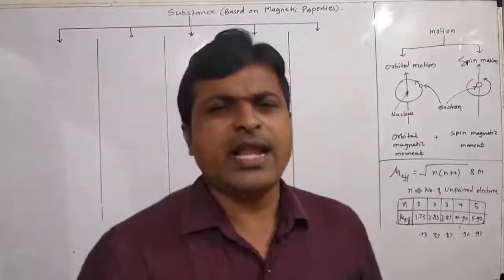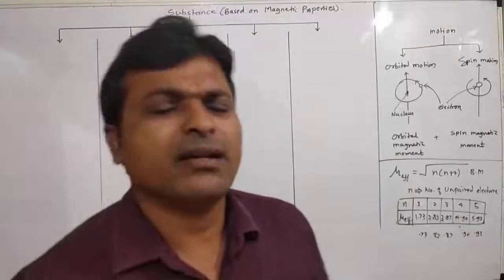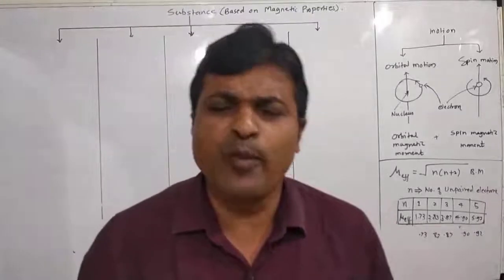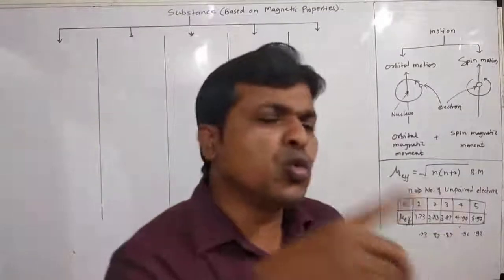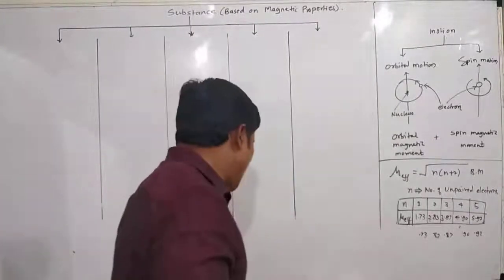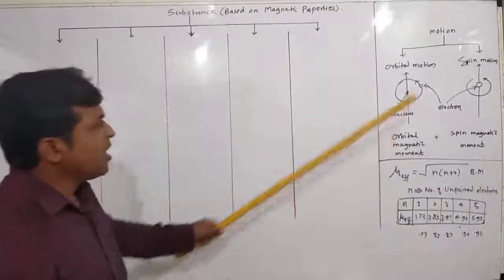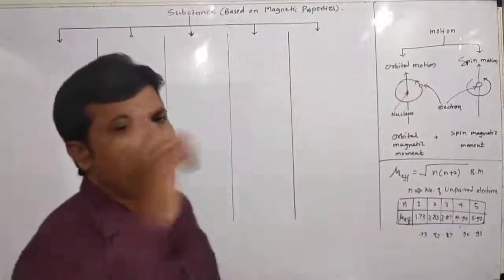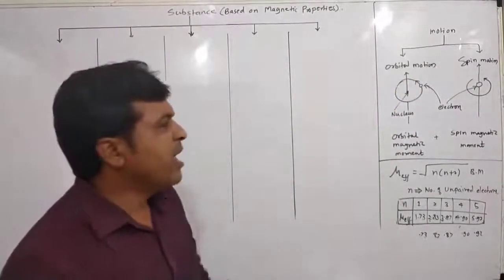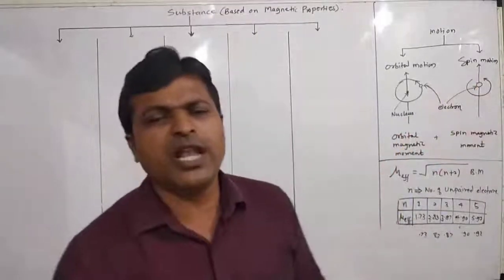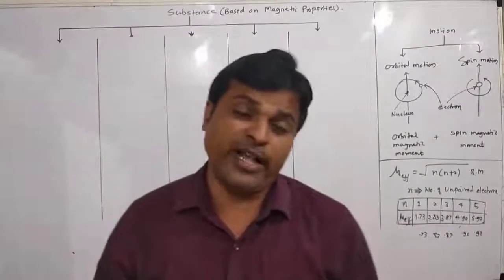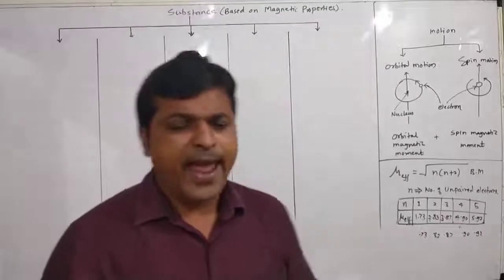Any electron in an atom behaves as a tiny magnet. This magnetic moment of the electron is due to two types of motion. One is called orbital motion: the electron revolves around the nucleus, which creates a small orbital magnetic moment. The other is spin motion: the electron spins about its own axis. So, orbital motion and spin motion.